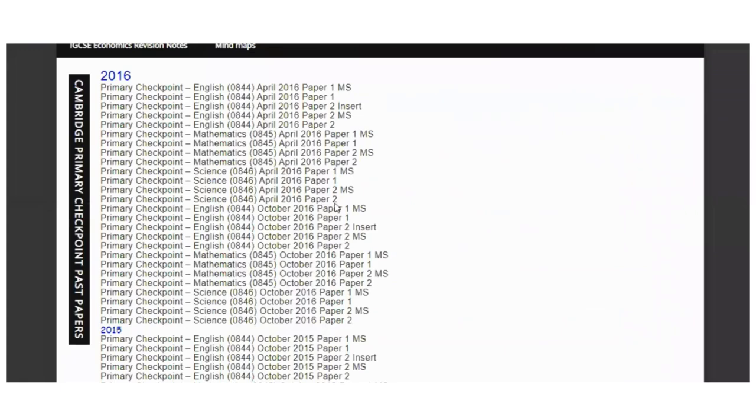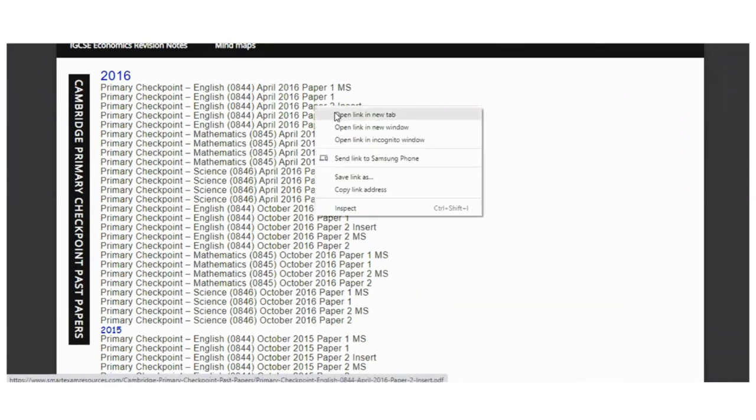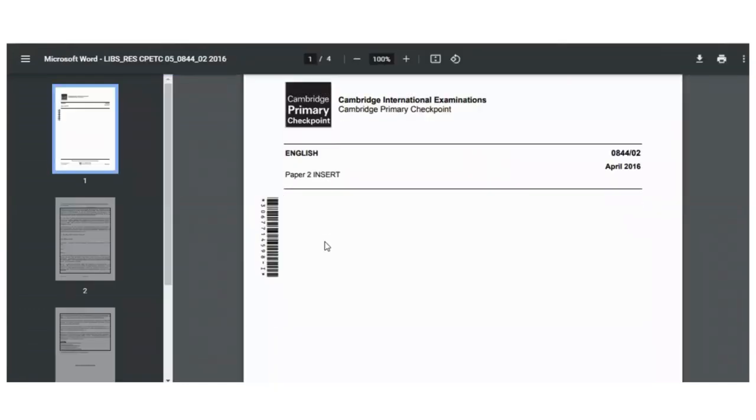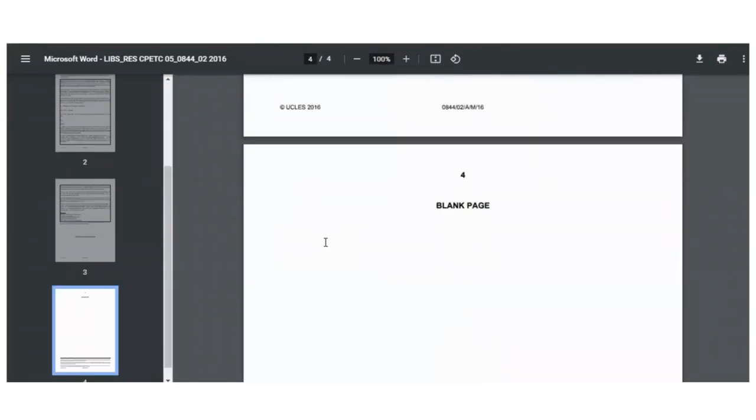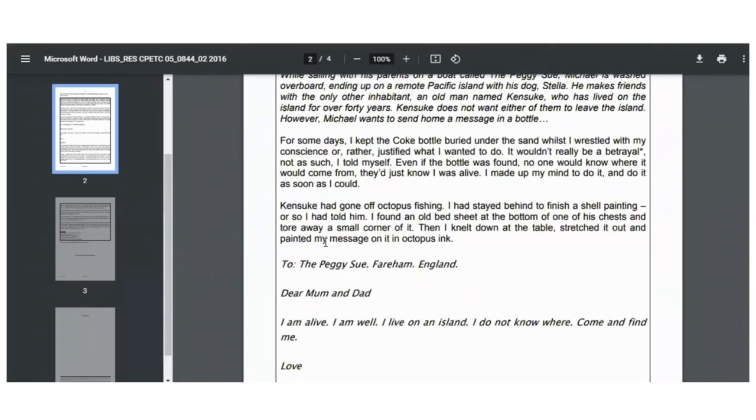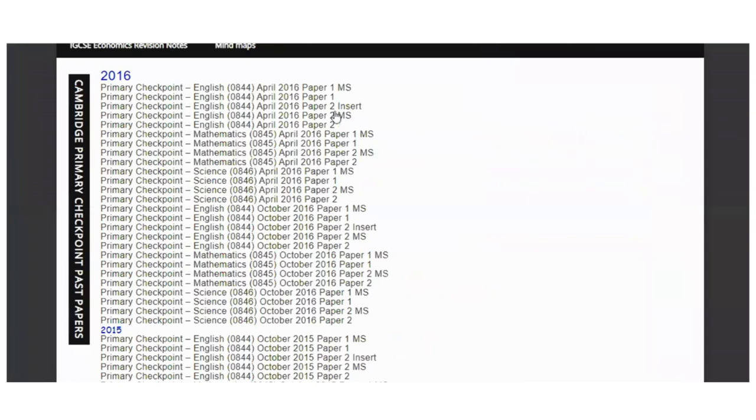If I just show you here, you can see there's paper 1 and paper 2 for English. If I open up paper 2 as well, just to show you, paper 2 usually comes with a separate insert. The separate insert is for reading separately, right? It's not much, just a 2-page reading article. Of course, these exams are mainly held during the school hours.